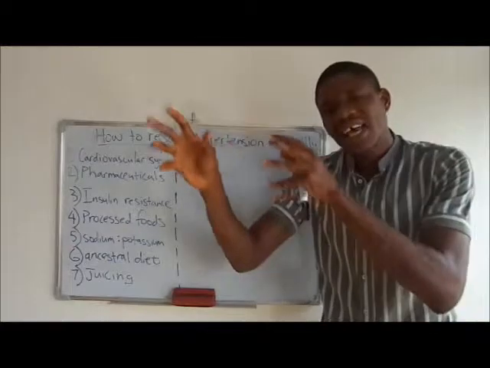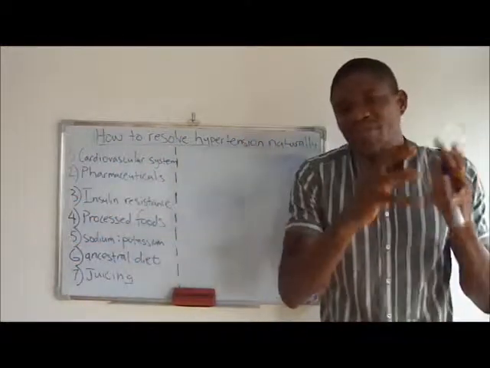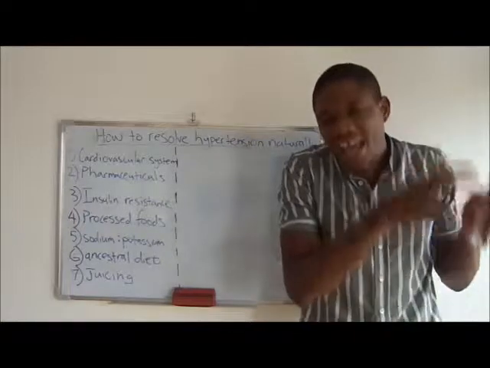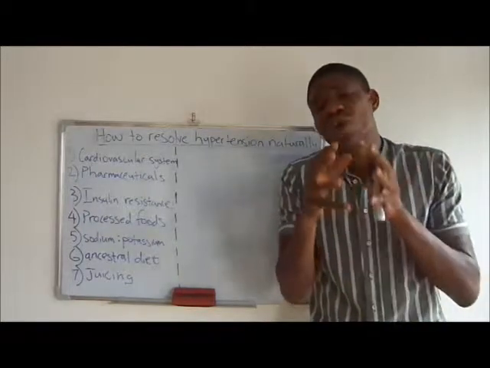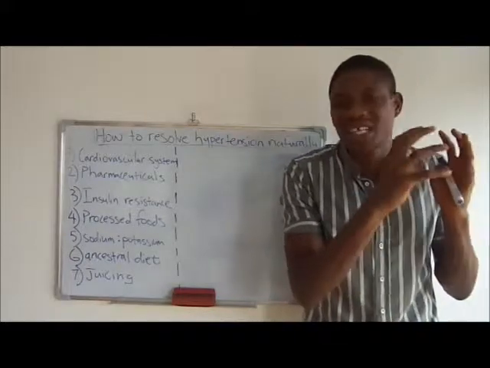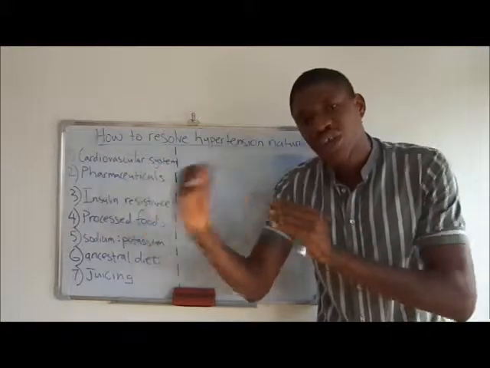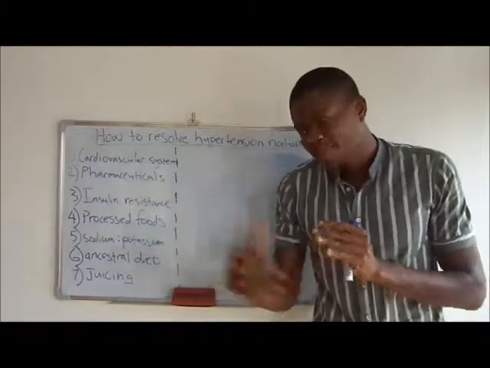So chronically elevated blood pressure is a result of something else. And that something else is the key. Because once we understand what that something else is, and then we tackle that something else, then we resolve high blood pressure, which is merely a symptom.